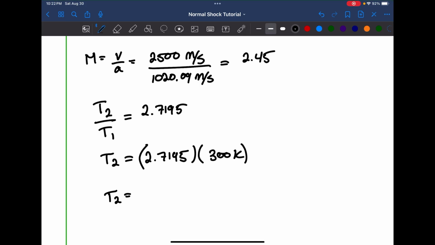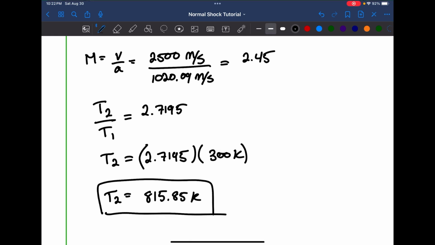Get my little calculator going. 2.7195 times 300 gives us 815.85 Kelvin. Okay, so here's part of our answer.